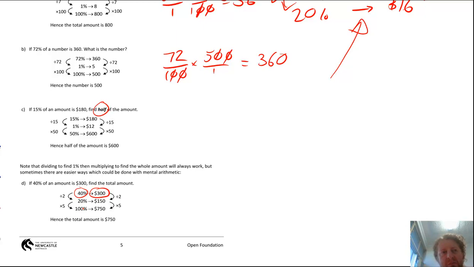So it's still called the unitary method, but technically we're not bringing it down to units. I just brought it down to something else. So all I did was halve both sides. If 40 was 300, 20 would be 150, and times 20 by 5 will get me to the full amount, times 150 by 5. So there's a shortcut there if you just see it and it looks easier, and maybe you don't have a calculator, whatever. It's nice to know that that method's there as well.